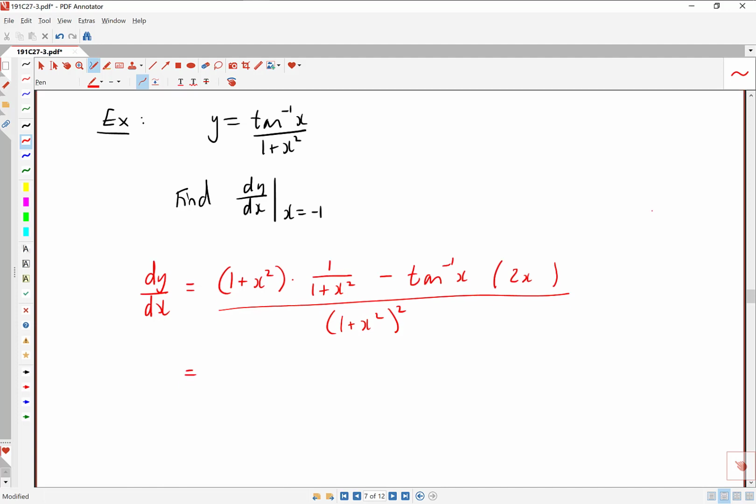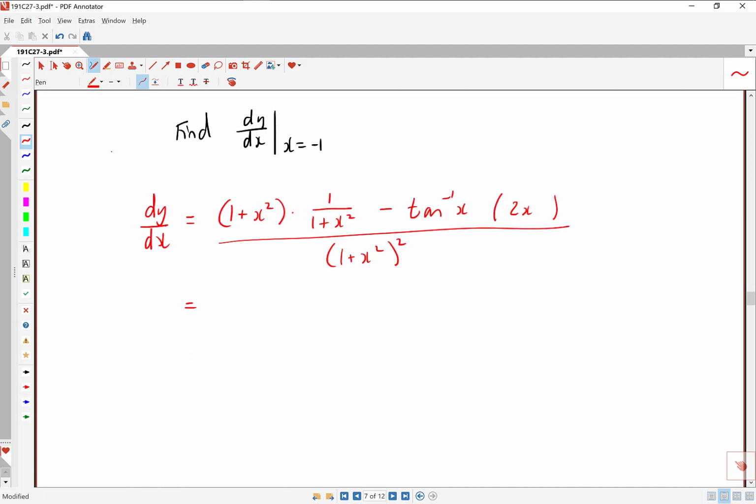Before subbing in, I would suggest we just do a little bit of simplifying. So what's really nice here is the 1 plus x squared and the 1 over 1 plus x squared multiply together just to give us 1. That's super nice. And then for the second term here, a little bit more natural to write polynomial type terms before inverse trig functions because it makes it easier to read. So 1 minus 2x times arctan x, and then on the bottom, 1 plus x squared all squared.